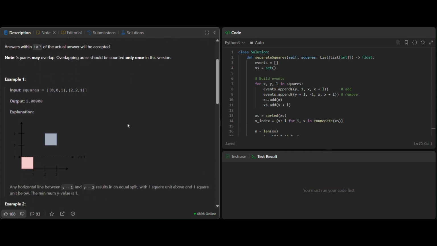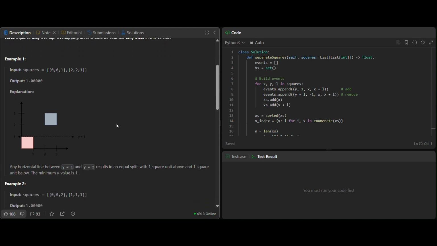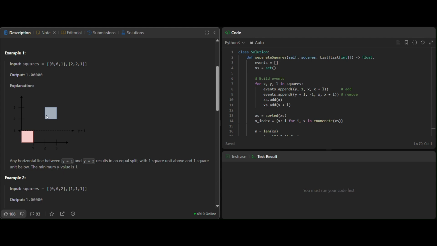So visually, we slice the plane horizontally. Measure the union area below the slice. Compare it with the union area above. Our goal is to slide the line until both areas are equal.